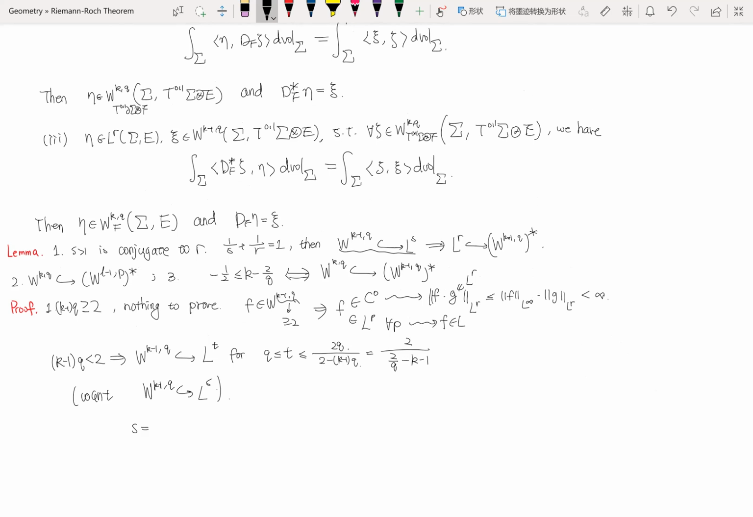And we know that S is the conjugate to R, so we have S equals S minus 1, R minus 1 over R. If we want to see that this is embedded into S, then by the Sobolev embedding, by the Holder inequality and the compactness, this amounts to saying that we only need to see that S is bounded by T. S is bounded by this inequality, by this amount.